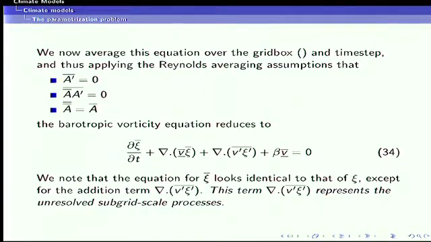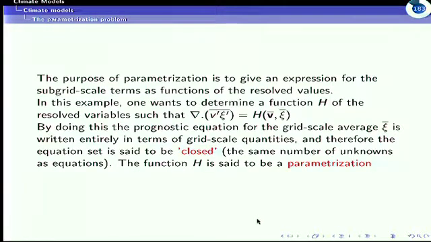And we can then integrate that equation numerically forward and make our forecast. And the function h is describing the action of the small scale variability in terms of the grid scale variables. Okay. So this function h is our parameterization.